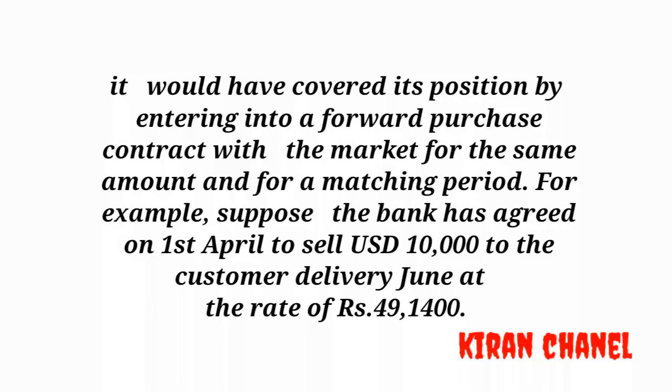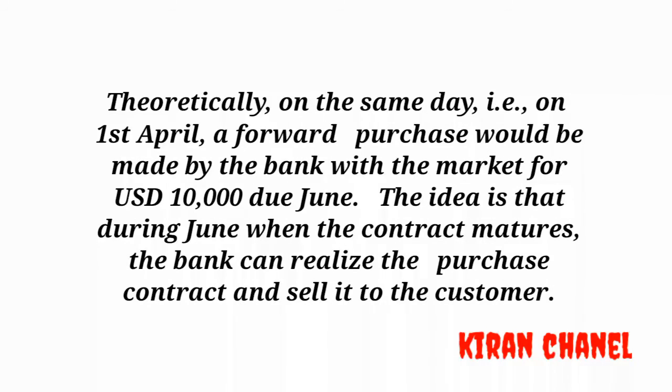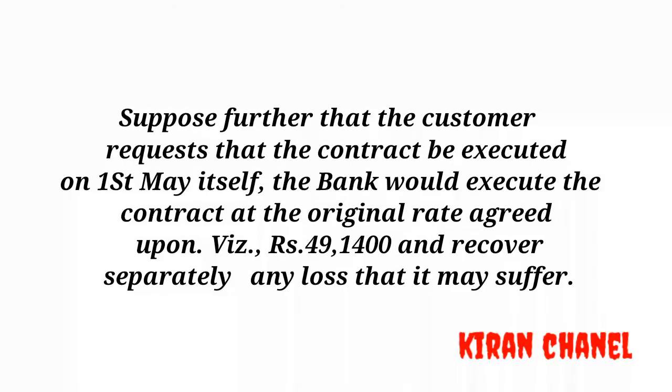For example, suppose the bank has agreed on 1st April to sell USD 10,000 to the customer, delivery June, at the rate of Rs 49,001,400. Theoretically, on the same day, 1st April, a forward purchase would be made by the bank with the market for USD 10,000 due June. The idea is that during June, when the contract matures, the bank can realize the forward purchase contract and sell it to the customer. Suppose further the customer requests that the contract be executed on 1st May itself.